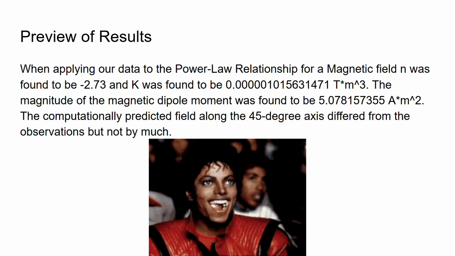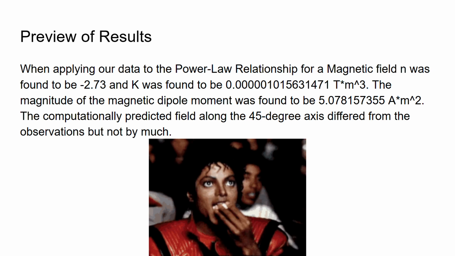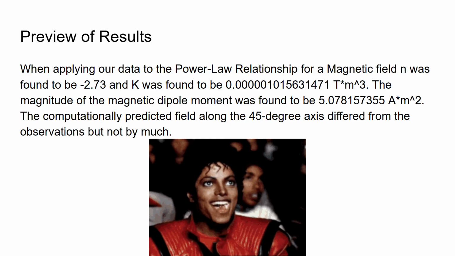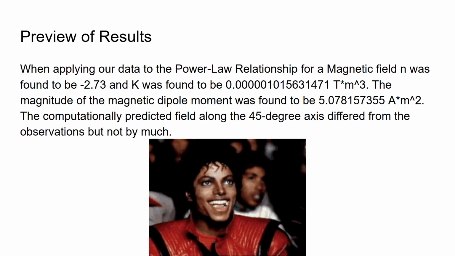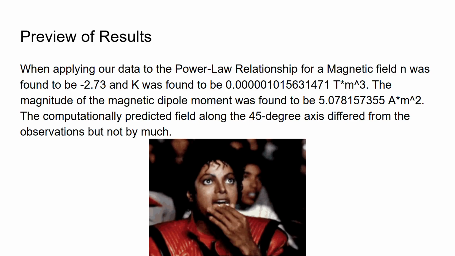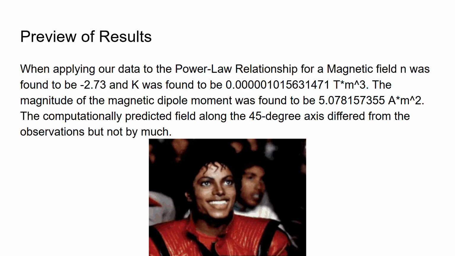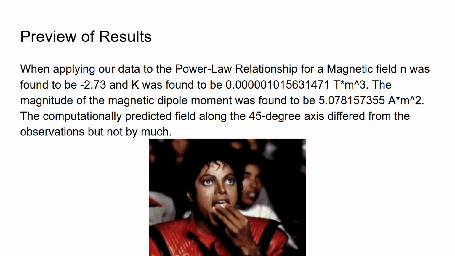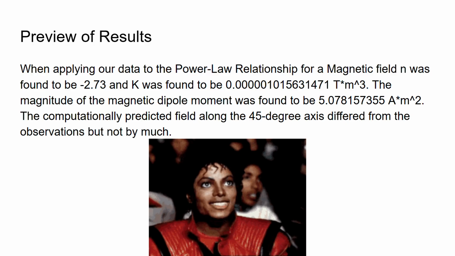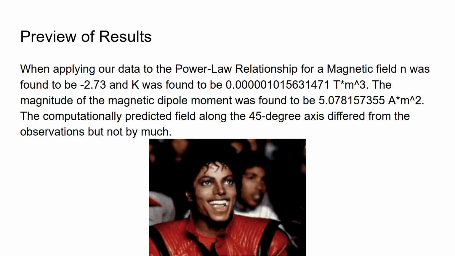Preview of results. When applying our data to the power law relationship for a magnetic field, n was found to be negative 2.73 and k was found to be that long number. The magnitude of the magnetic dipole moment was found to be around 5.08 amps times meters squared. The computationally predicted field along the 45-degree axis differed from the observations, but not by much.